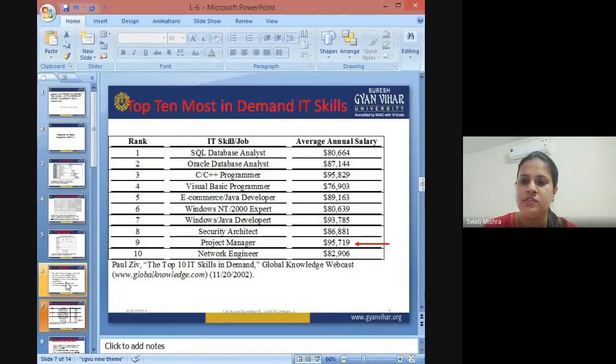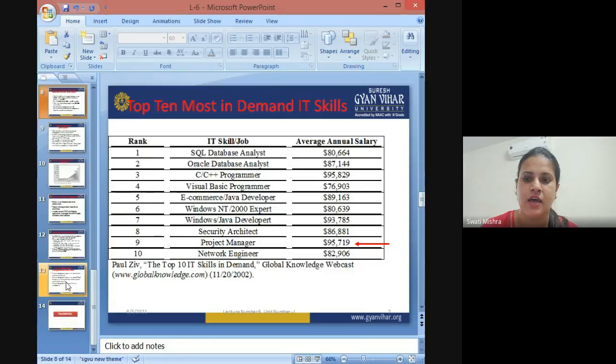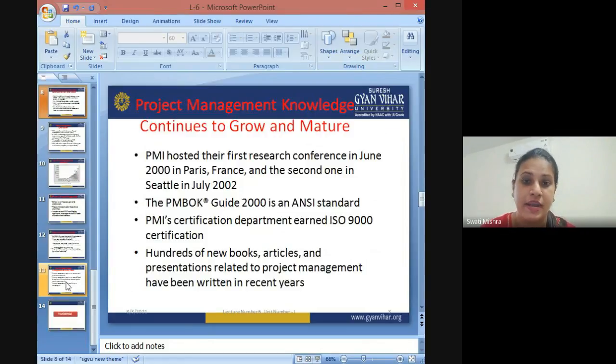So, this is a small data that I had acquired. Although it is very obsolete data, it's around 2002, even today the jobs of project managers are highly in demand, especially in IT sectors and sectors like shipbuilding, construction, marine, mining. In these types of organizations, project management jobs are highly in demand.